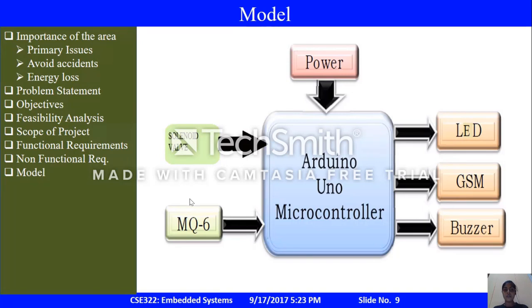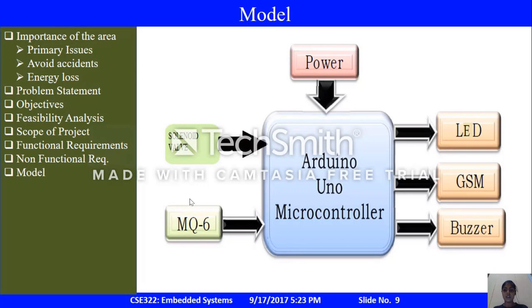So now we'll be talking about the model. Our main component is an Arduino Uno microcontroller. It will be connected to the power source. We will be connecting it to the MQ6 gas sensor, the solenoid valve, the LED, GSM and buzzer, that is all the other components. Now in case of a gas leak, the MQ6 gas sensor will detect the gas leak and will send a signal to the Arduino microcontroller.